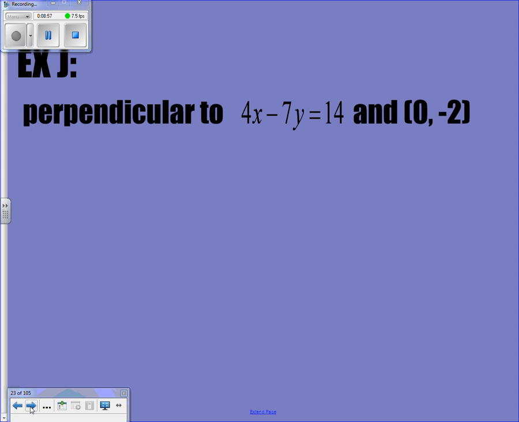This time it wants perpendicular. Perpendicular means opposite reciprocal. So we're going to need the opposite reciprocal of line number 1 over here. So again, I need to rewrite this in terms of y equals. So I'll subtract 4x from each side. So I've got -7y equals -4x plus 14. Still need to get y by itself, so I'm going to divide all 3 parts by -7. So I'll have y equals, negative over negative cancels, so that'll make it +4/7 x minus 2. So the slope of this line, line number 1, is 4/7.